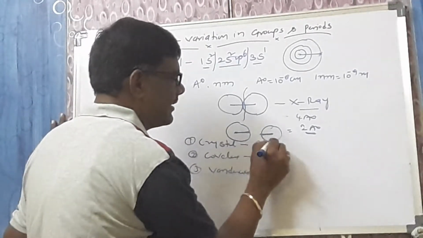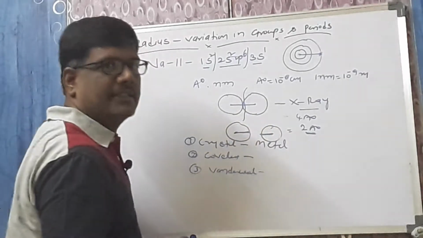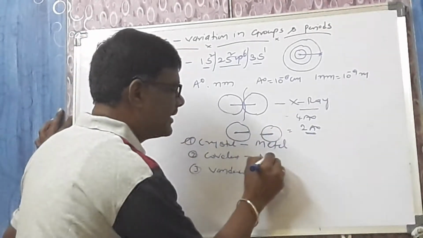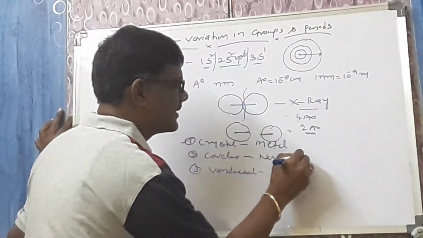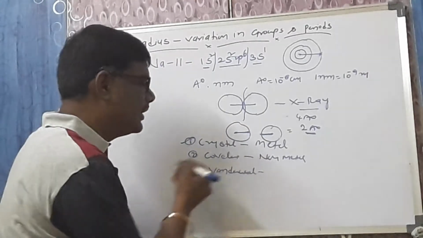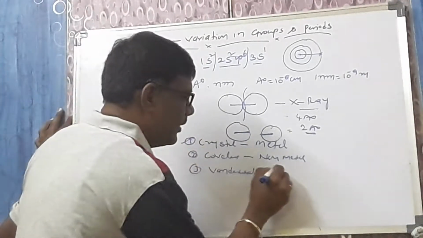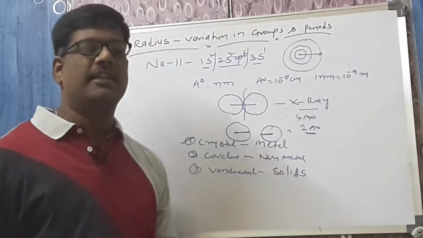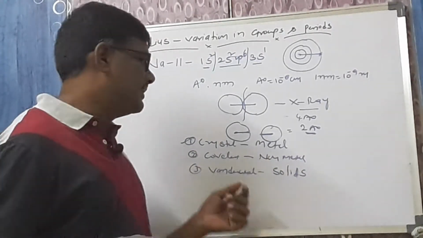Crystal radius is applicable for only metals. The radius of metals is called the crystal radius. For non-metals, the radius is called the covalent radius. Okay, metal and non-metal are finished. What is the need of the van der Waals radius? Van der Waals radius is applicable for the solids. Whenever solids are there, the radius is called the van der Waals radius.